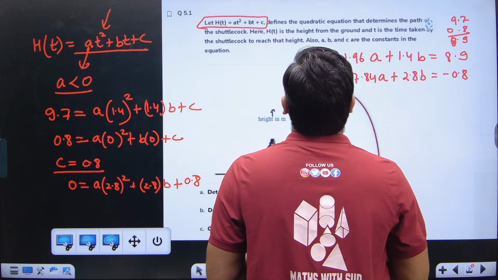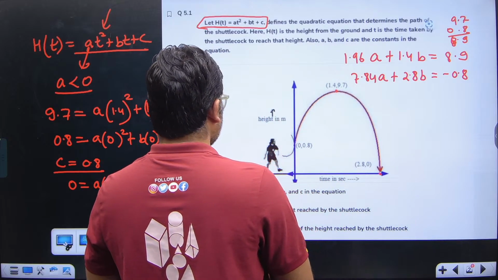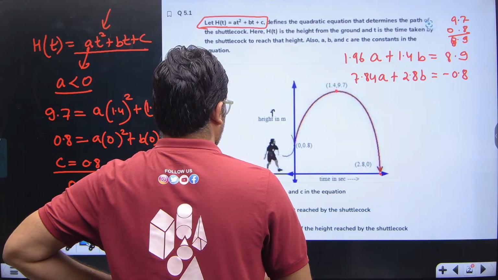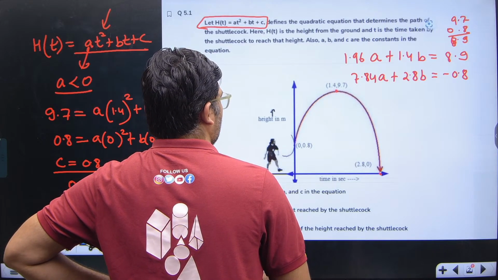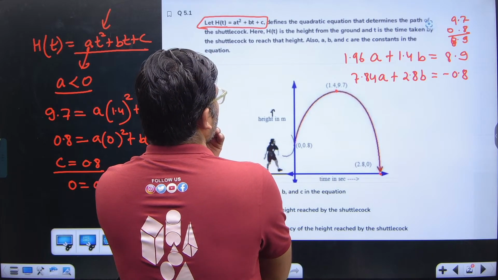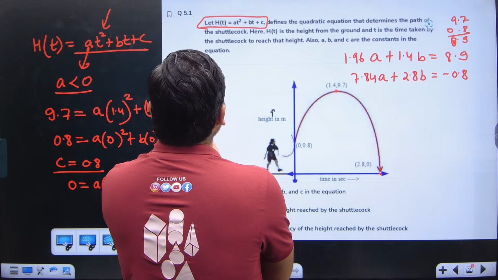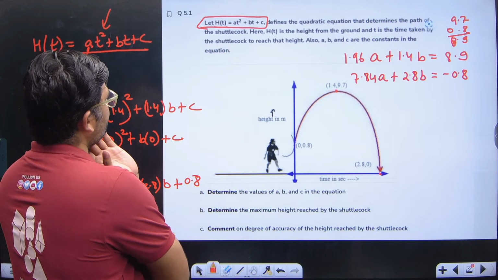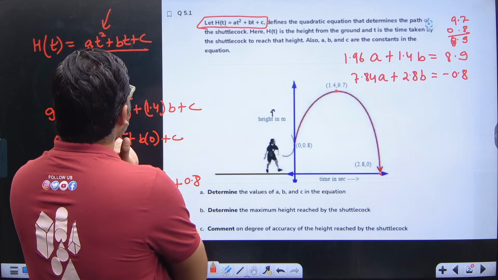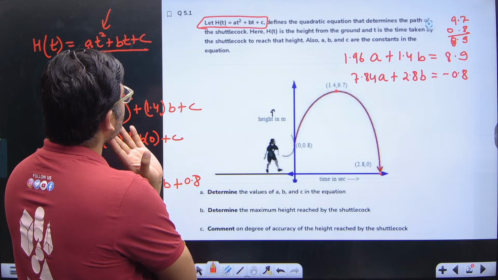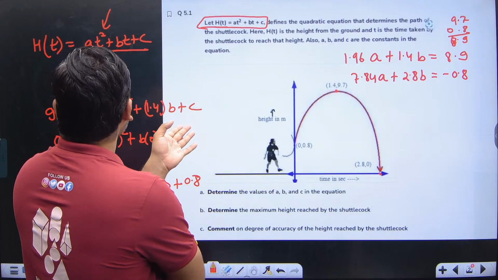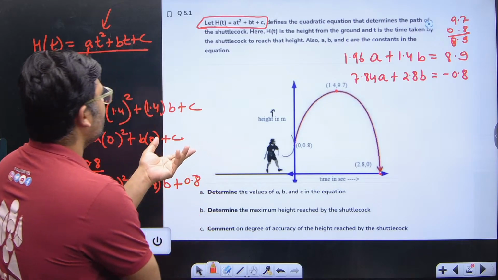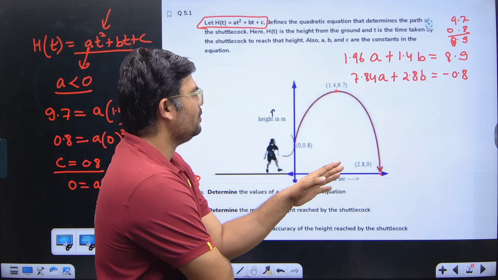So is there any other way to find these values? Also, a, b and c are the constants in the equation at square plus bt plus c. No, we can't find the values another way because nothing is given. A, b and c have to be found. They have given only t and h. This is the only way to find them.